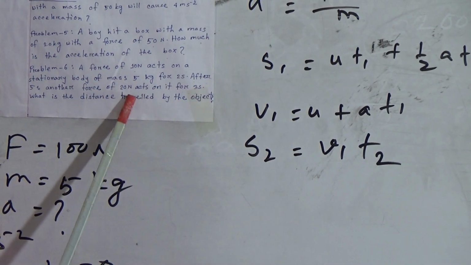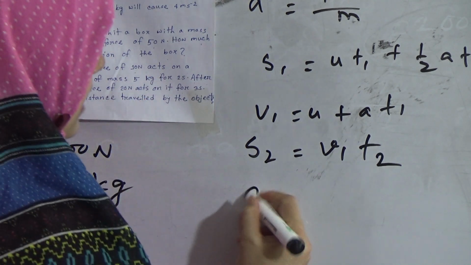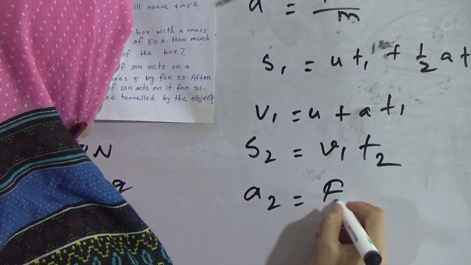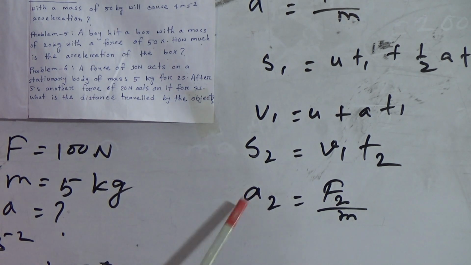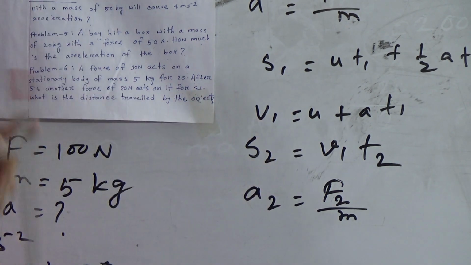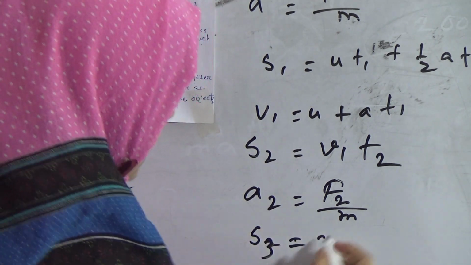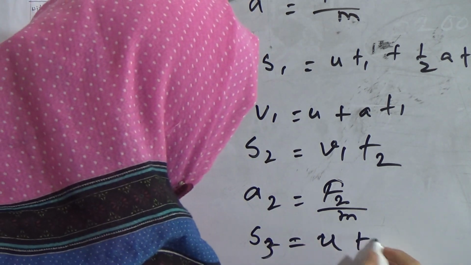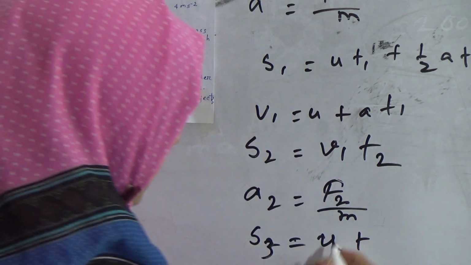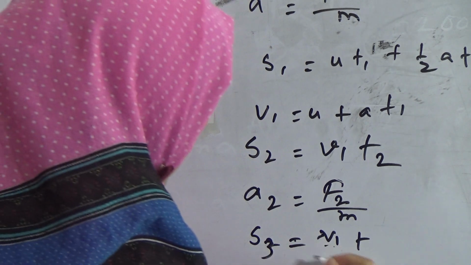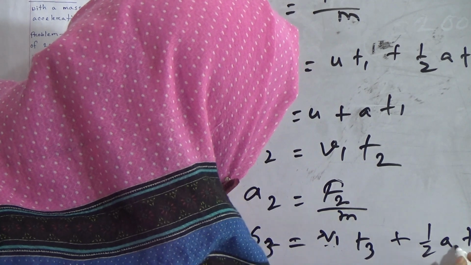Then 20 Newton acts on it for 3 seconds. Then again you have to find the acceleration, that means a2 equals F2 divided by m. Use this acceleration, and then again you have to find the distance s3, that means ut plus half at squared, where u will be this velocity v1. So s3 equals v1 t3 plus half a2 t3 squared.